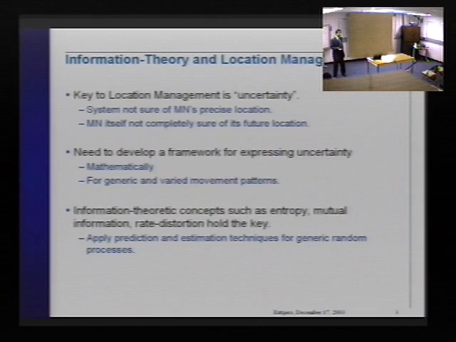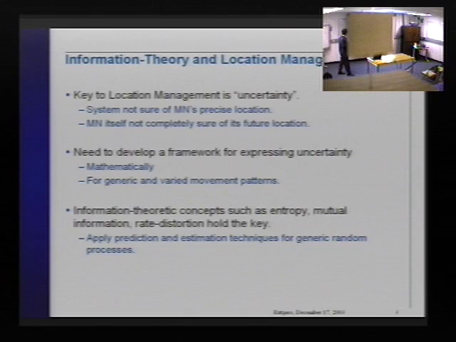So where does information theory come in? A lot of the work in location management looks at efficient algorithms for predicting location information, for figuring out profiles of movement and so on. But one way to view the key to location management is uncertainty. What are you really trying to do? You have a mobile, and if you think of it as a stochastic process, you're trying to predict a future sample path of this mobile.